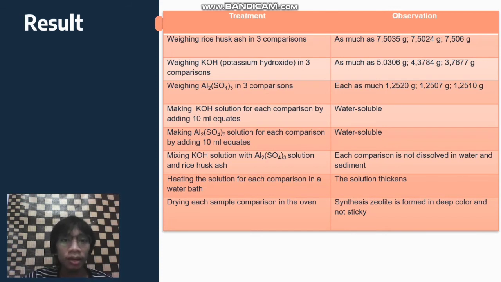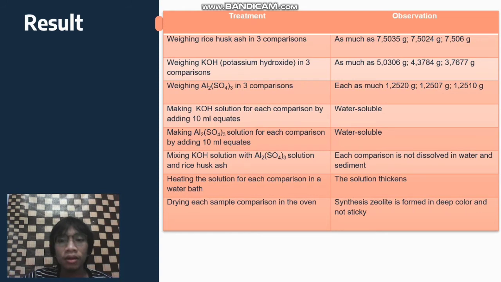The results of the treatment: weighing rice husk ash in the comparison observations, 7.5 gram, 7.5 gram, 7.5 gram, and weighing KOH or potassium hydroxide in the comparison observations as much as 5.0 gram, 4.37 gram, and 3.76 gram, and weighing aluminum sulfate in the comparisons, 1.25 gram, 1.25 gram, and 1.25 gram, and making KOH solution for each comparison by adding 10 ml aquadest.